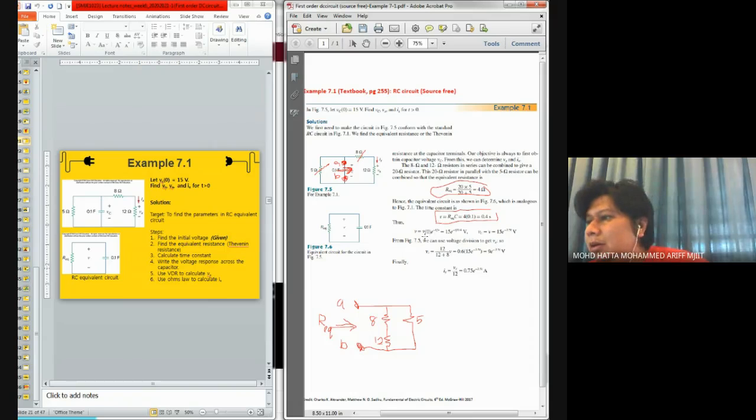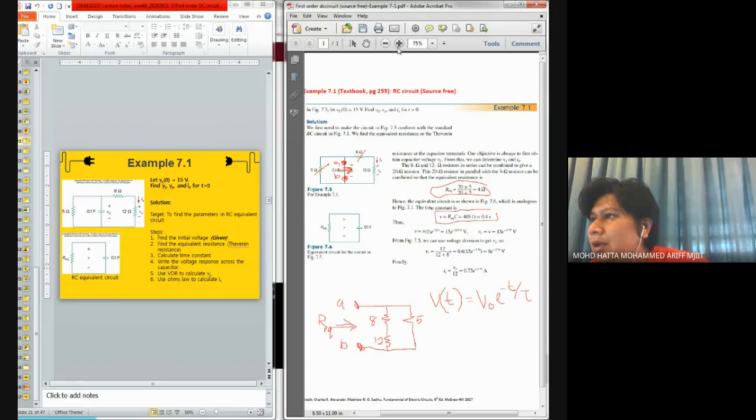Okay, now since we know what tau is, we can gather all the information inside our voltage response equation, where the equation of voltage response is given by V of t equals V naught e to the power of negative t over tau.